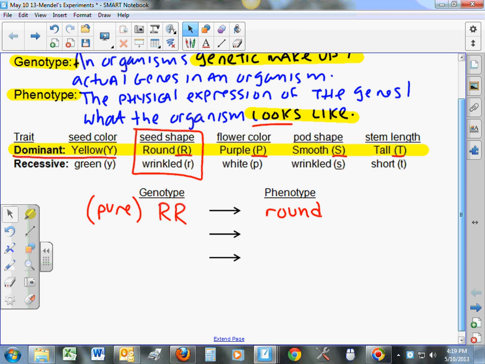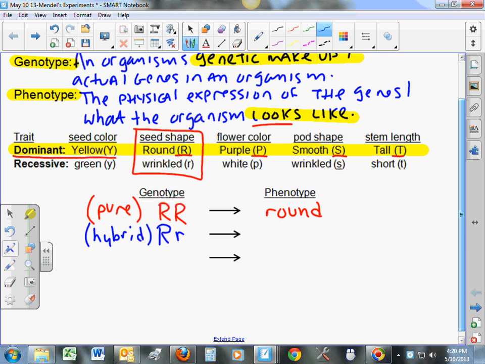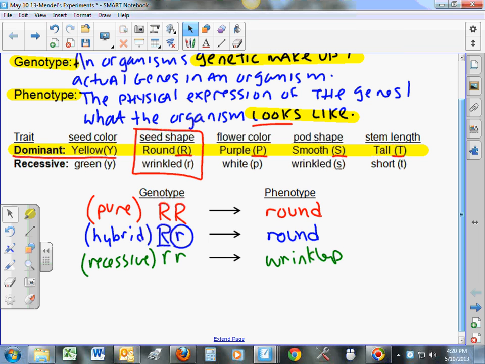Because you have a capital letter, that's the dominant form of the trait, and it's what's going to show up. Then we can have big R, little r, and this is called a hybrid. So if we have a hybrid genotype, it's still going to be round because you still have the dominant form of the trait. You don't really care about the recessive. It's hidden. It fades into the background. The dominant one is the one that shows up. Then we can have the recessive form, little r, and the recessive form of the seed shape is wrinkled.